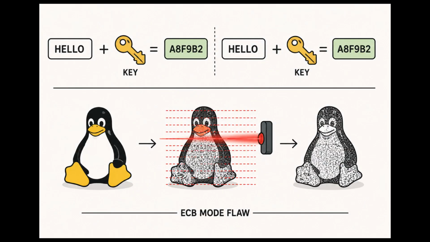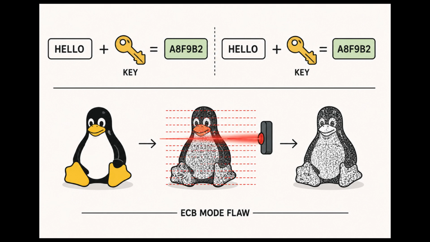But now we run into a very dangerous problem. Let's say I take the word hello and I encrypt it with a secret key. I get a block of ciphertext. But if I encrypt hello again with the same exact key, I get the same exact ciphertext. But why is that bad? Because computers are pattern recognition machines.